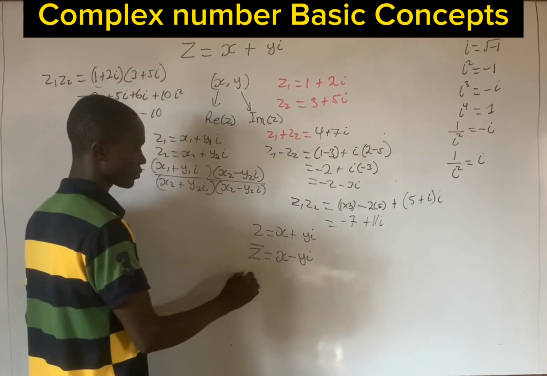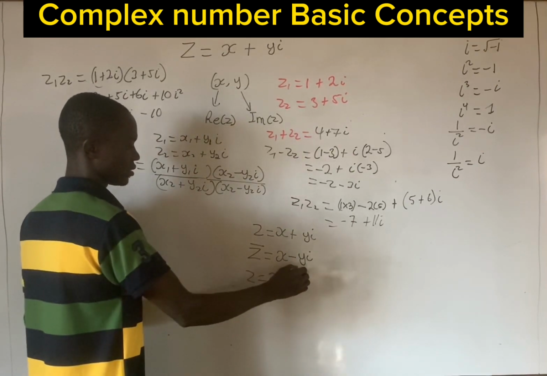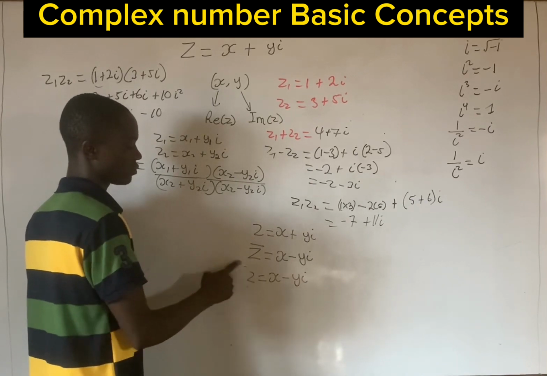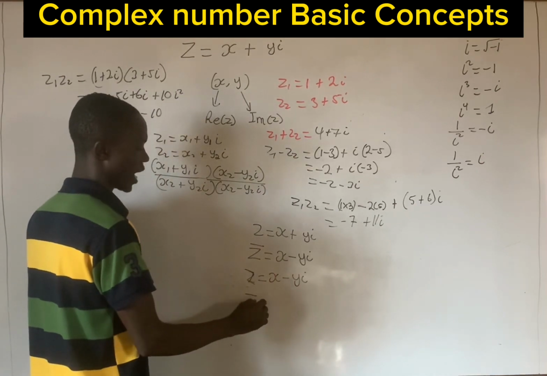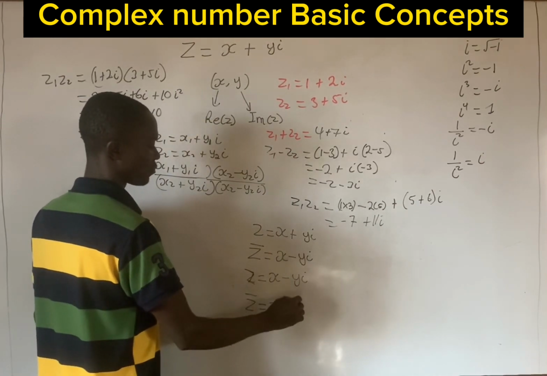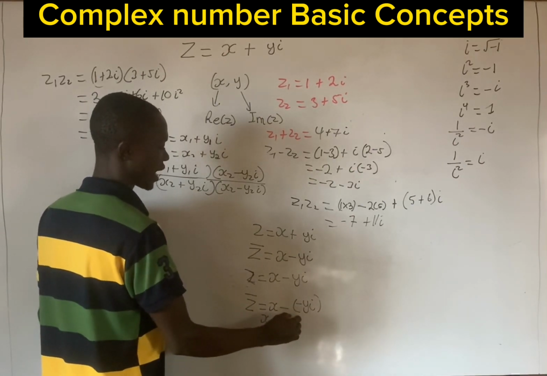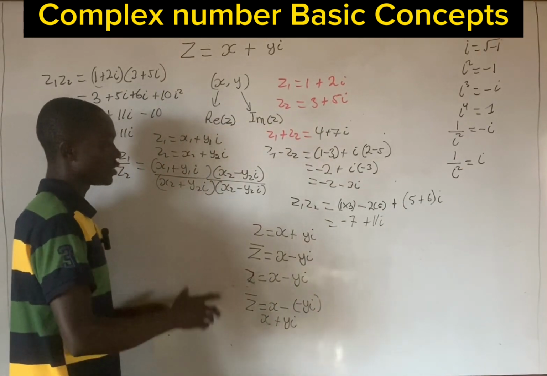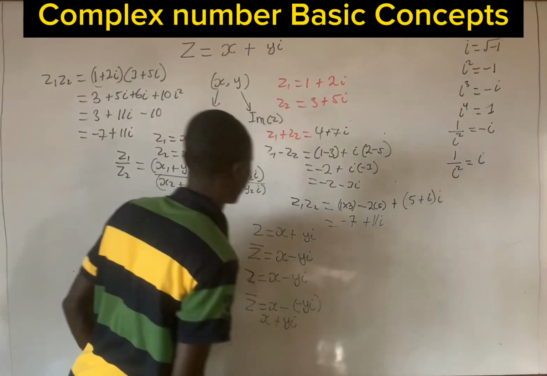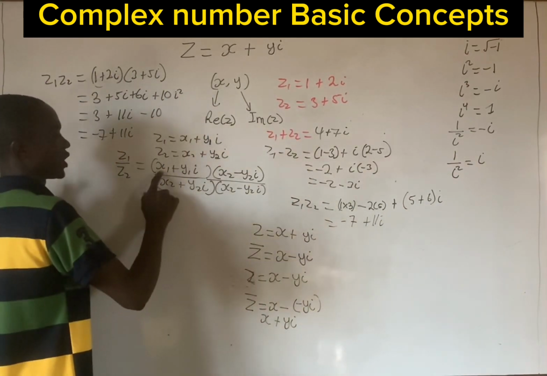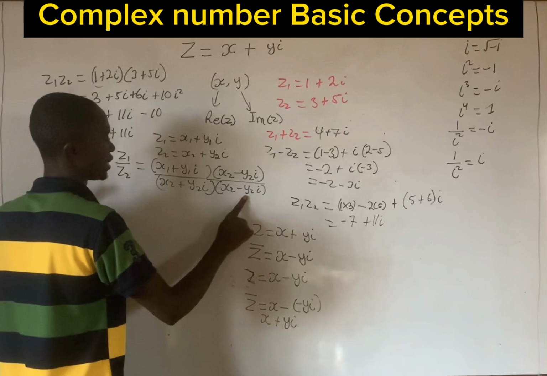So if I have z equals x minus yi, then the conjugate of this one will be z bar equals x minus, I have minus yi here, so this will give me x plus yi in a very simple way as the conjugate. So we use the conjugate of this one here to rationalize. So let's do the rationalization. For the rationalization, we have to multiply what is at the top and then multiply what is at the bottom.